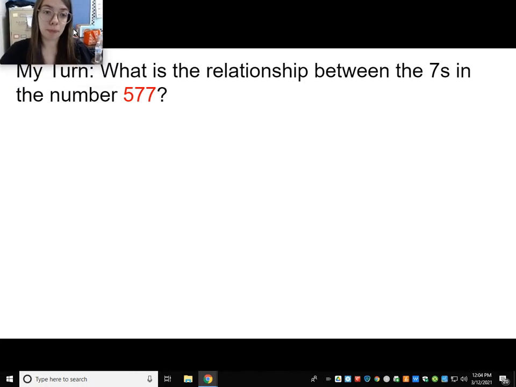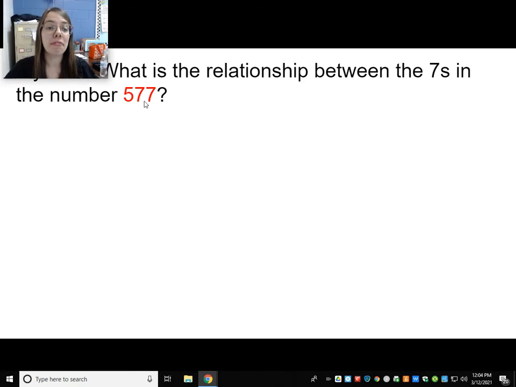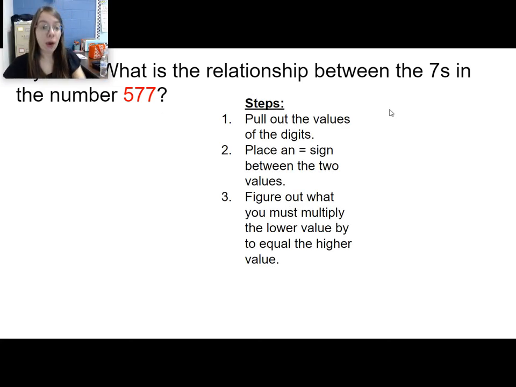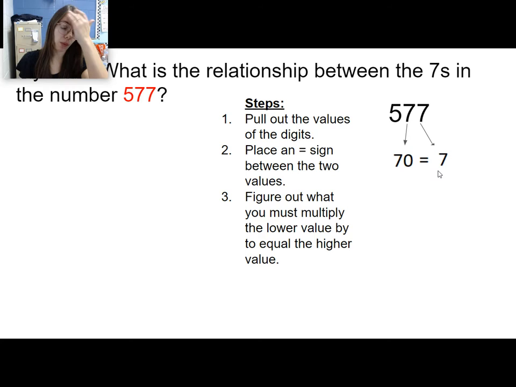So let's look at another example. What if we were asked, what is the relationship between the 7s in 577? Well, I know the 7s are the same digit, okay? They're just in different places, so they can have that special relationship with each other. So I'm going to start by pulling out the values of those 7s. Well, I know this is 7 ones, and this is 7 tens, so 7 tens is worth 70, 7 ones is worth 7. If I put my equal sign between them, I want to figure out what I can multiply 7 by to get up to 70.